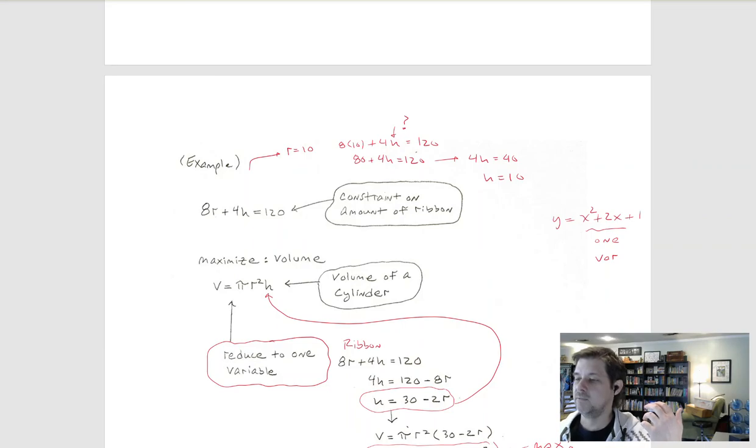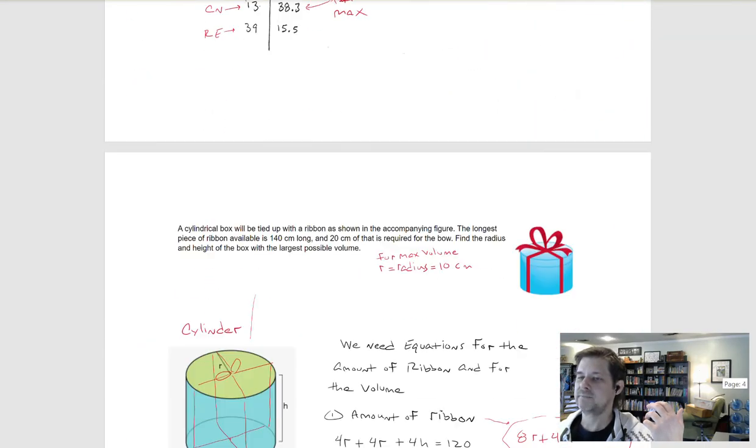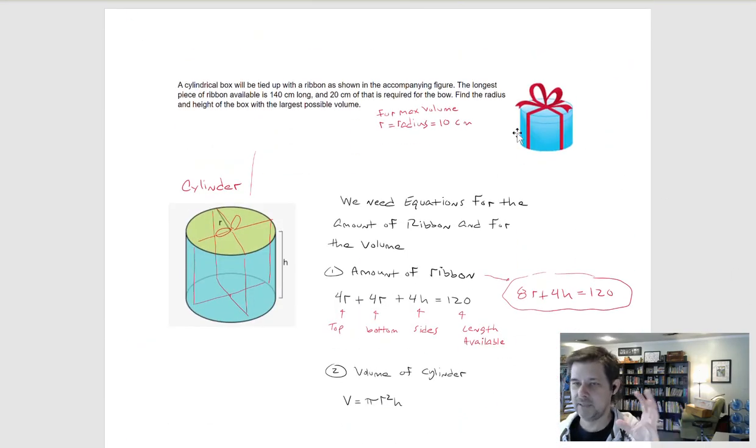Okay, so the way you want to build this thing is you want to make this cylinder. Radius is 10 centimeters. Height is also 10 centimeters. And if you do that, it will be as large as it could possibly be, given that you have this much ribbon to fit around it in that way.